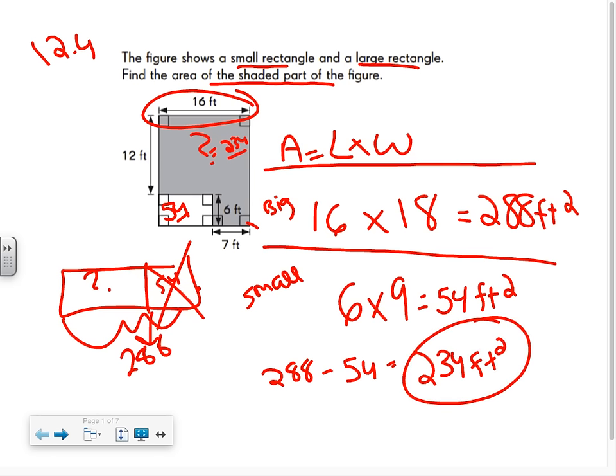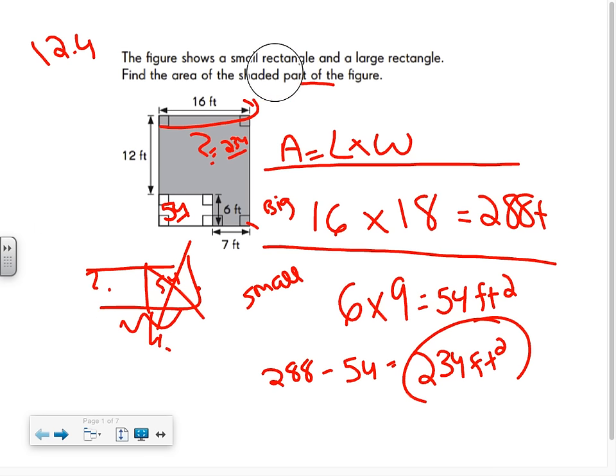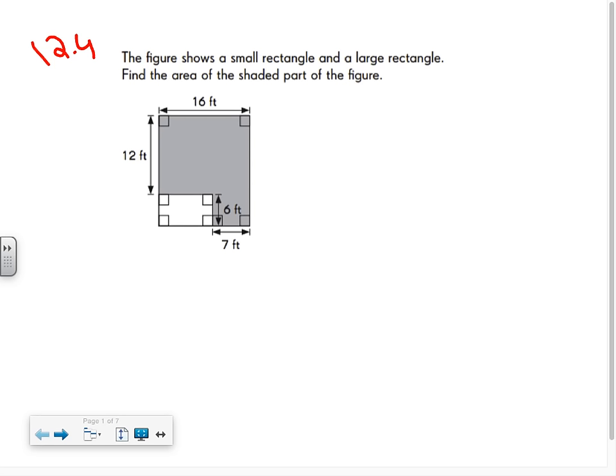Okay? Some people do this a different way, where they think back to 12.3 and the composite figure, because you can find the area of a composite figure. All they did is they basically ignored this. They split this up so that they had a rectangle and another rectangle. And if you can find the area of both, you could just put them together.